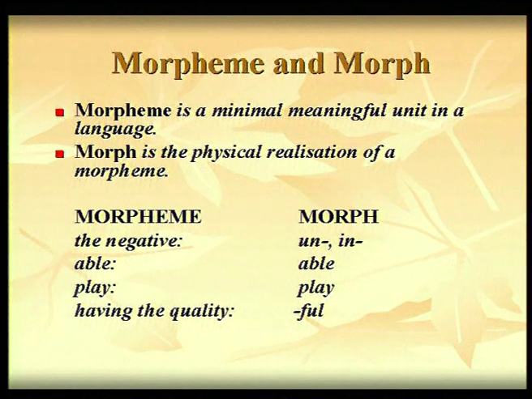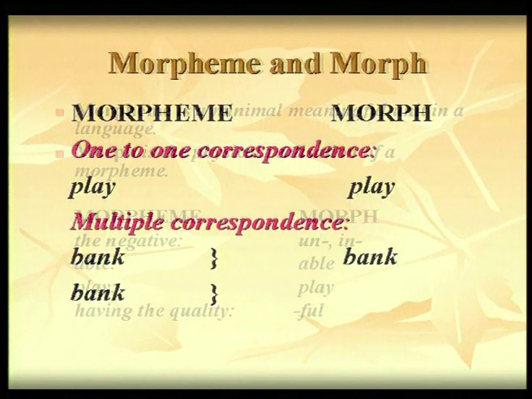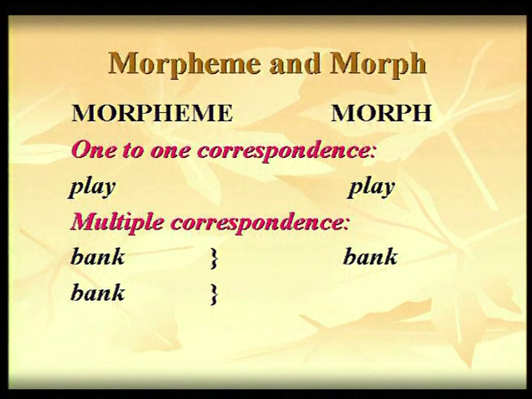For the meaning able, the morph is able. For the meaning play, the morph is play. If you want to express the meaning of having a quality, then the morph used is full. Notice that un, in and full are affixes, while able and play are words. Sometimes morpheme and morph match perfectly, as in the example play.